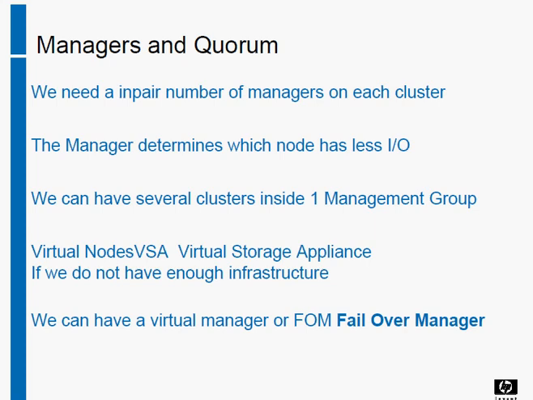So for that to work, we need an odd number of managers. Because if we have an even number, that will result in votes being divided equally, and that does not help us. We need an odd number of managers. The manager determines which node has the less IOs at the moment. Now we can have as many clusters as we want inside one of the management groups.